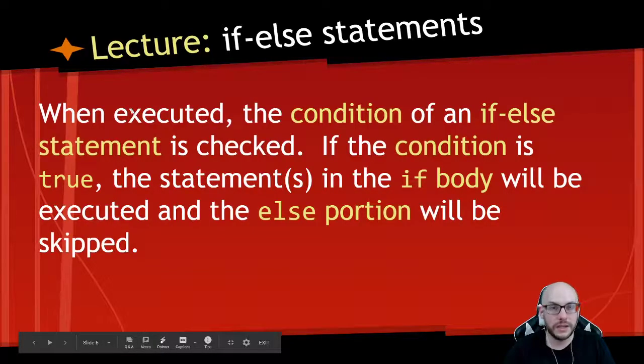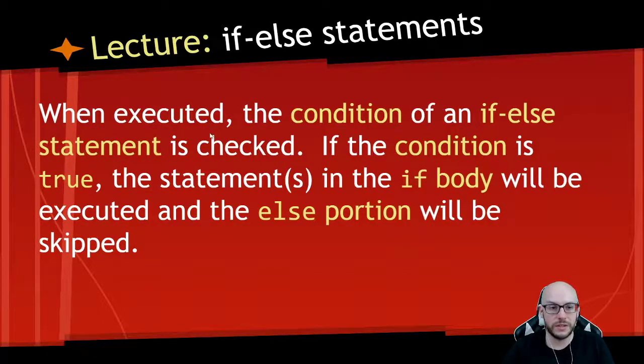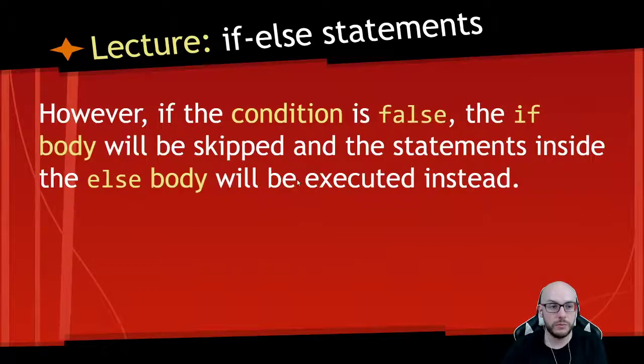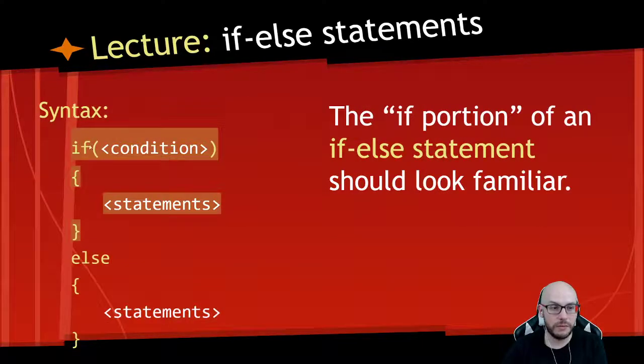So when executed, the condition of the if-else statement is checked. If the condition is true, the statements inside of the if body will be executed, and the else portion will be skipped. What am I saying? Whenever we encounter the same, we're going to check the condition, and if it's true, we're going to enter the body of the if statement, executing all the statements that are there, and we would skip the else.